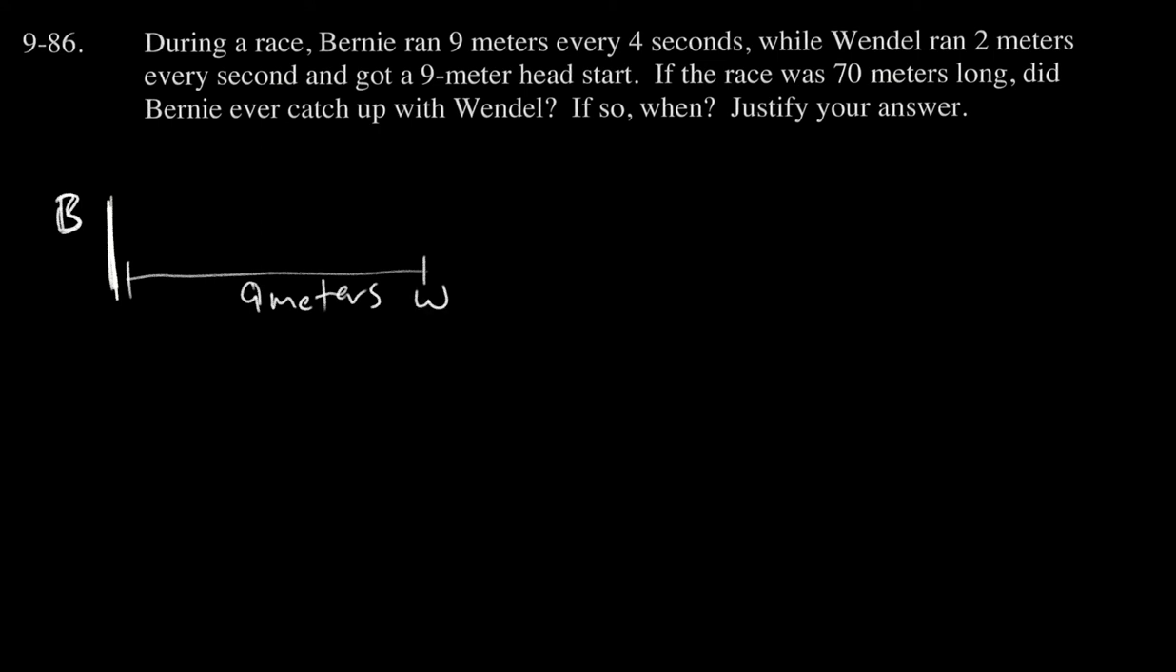And I've got their respective rates, right? Bernie is traveling at, oh no, 9 meters every 4 seconds. 9 meters per 4 seconds. And Wendell ran 2 meters every second and got the head start. And the thing we're concerned about is: is Bernie going to overtake Wendell within the 70-meter race?